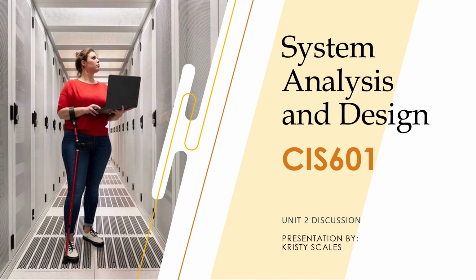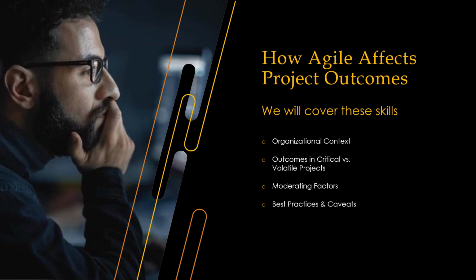This is the Unit 2 message for discussion for a system analysis and design class, Unit 601. We'll discuss how Agile affects project outcomes, and I chose Agile over Waterfall. It's a process that I'm more familiar with at the time. We will cover organizational context, the outcome versus outcomes in critical versus volatile projects, moderating factors, and best practices.